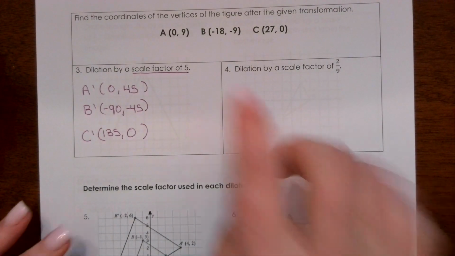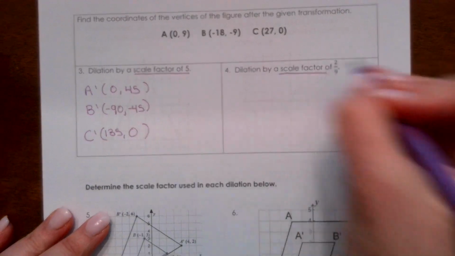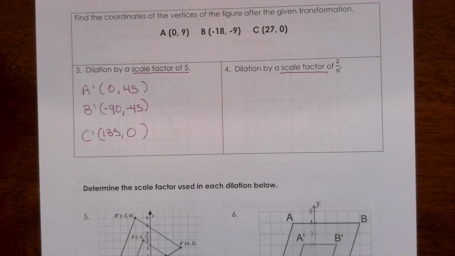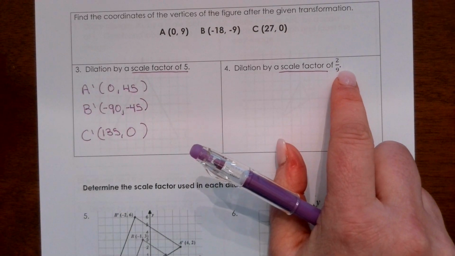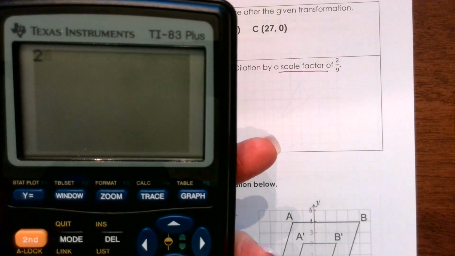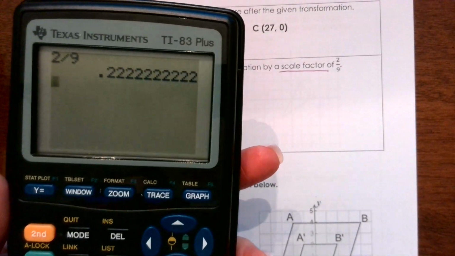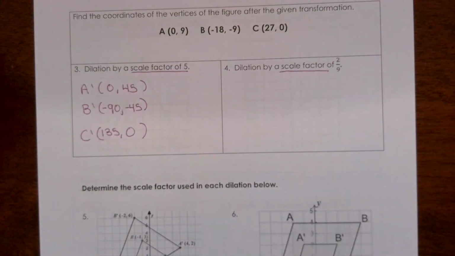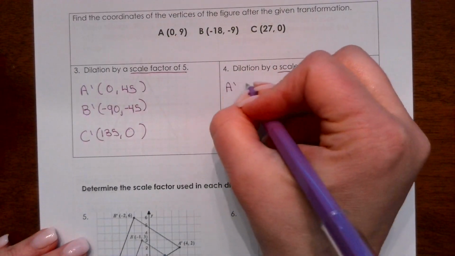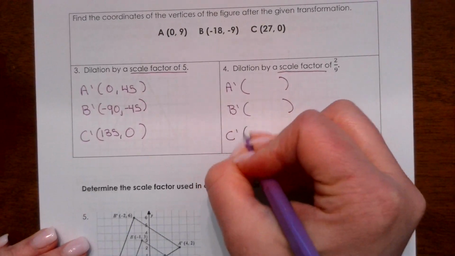Now I'm going to do the same thing with the same points. Well, kind of the same thing. I'm multiplying now by a scale factor of 2/9. Now, something about 2/9, you've got to be careful if you're using a regular calculator. That is a repeating decimal, so you can't just do 0.2 because you're not going to get a whole number. So you do need to put it in the calculator first as 2 divided by 9 and then do your multiplication. So I have A prime, I want B prime, and I want C prime.